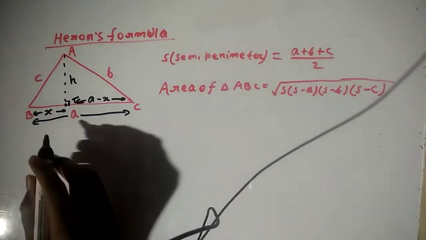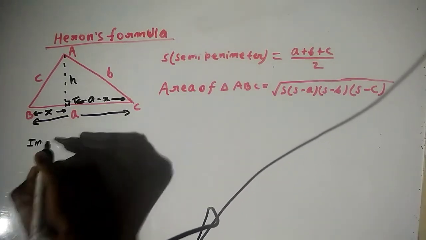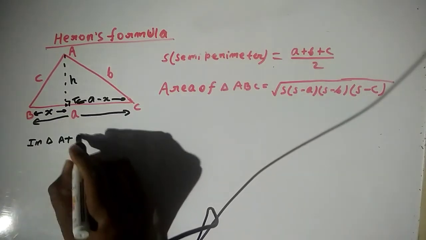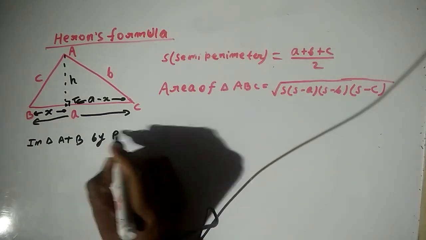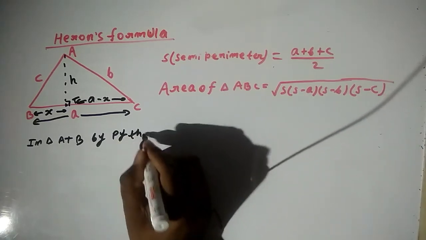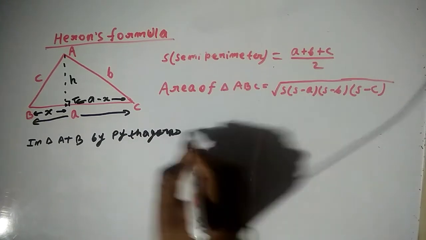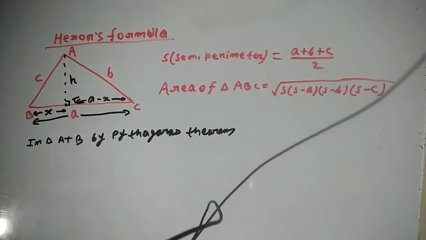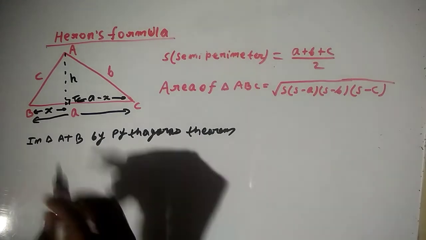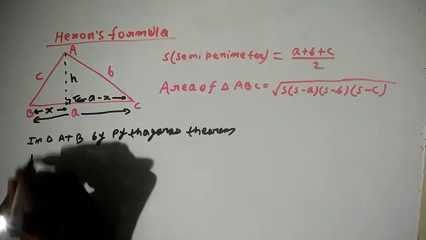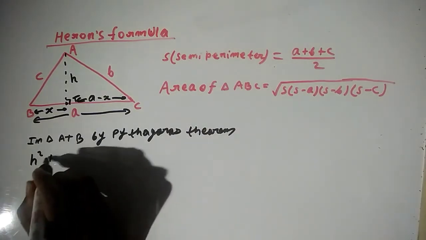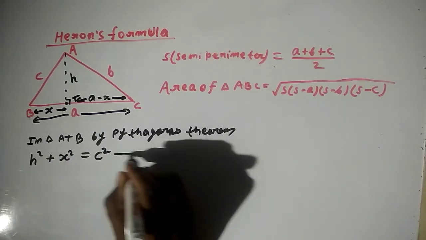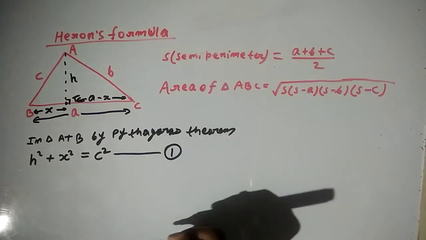Now, in triangle ATB, by Pythagoras theorem, we get h squared plus x squared is equal to c squared. Let's mark this as equation 1.